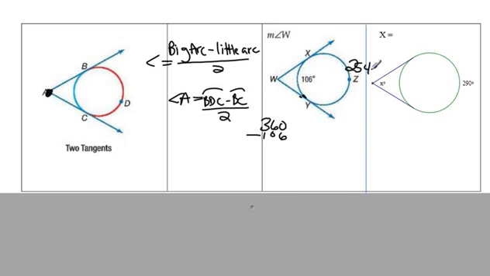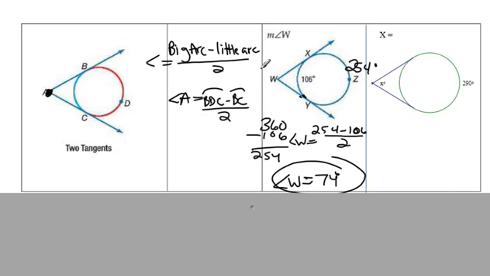Now that we know that XZY is 254, we can do arc minus arc, so 254 minus 106 divided by 2, and that'll equal angle W. So 254 minus 106 divided by 2 gives me 74. So angle W is 74 degrees.